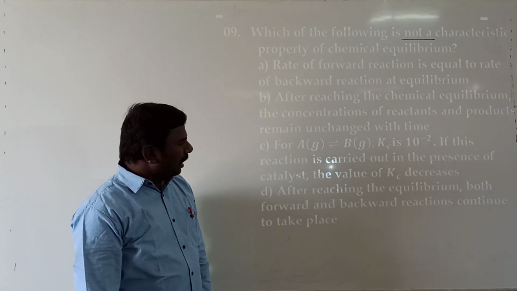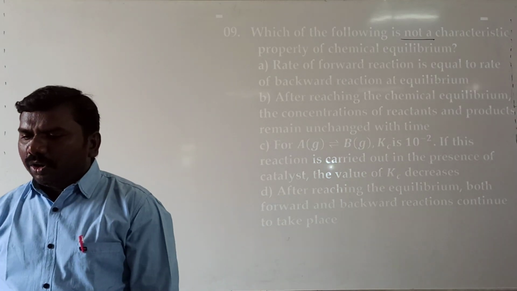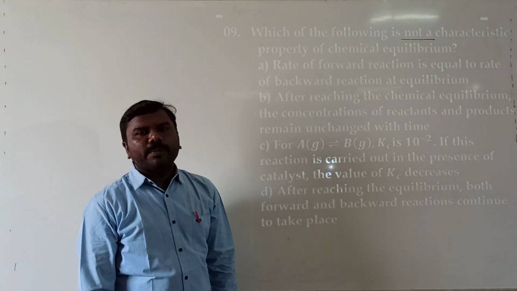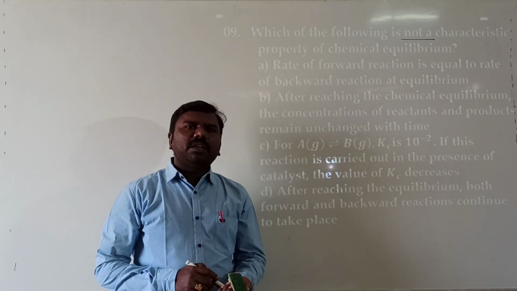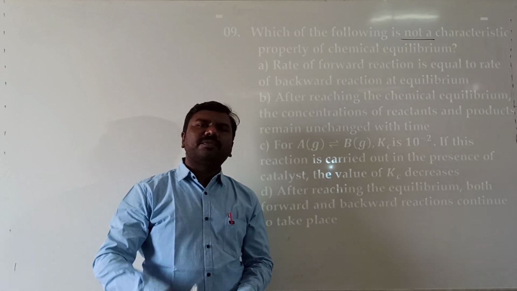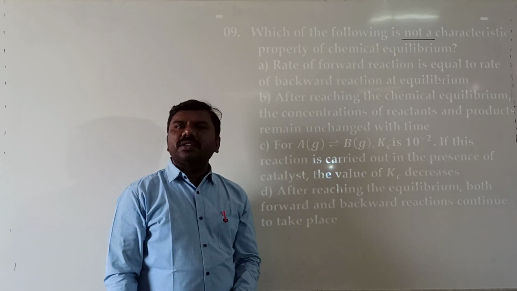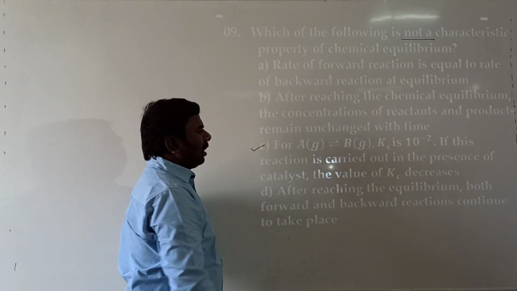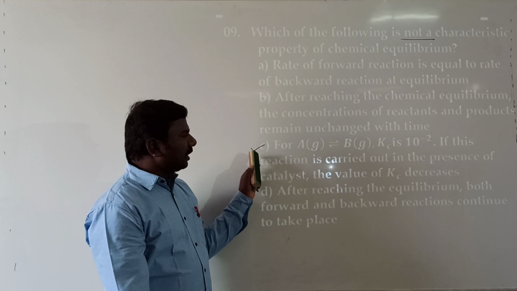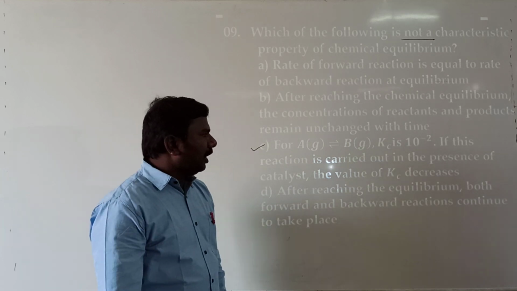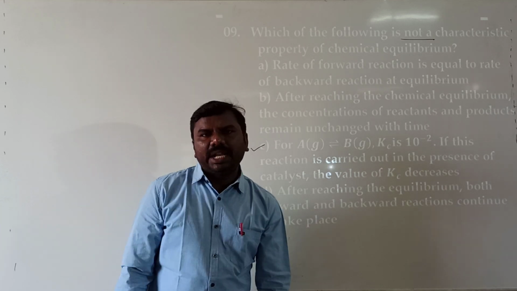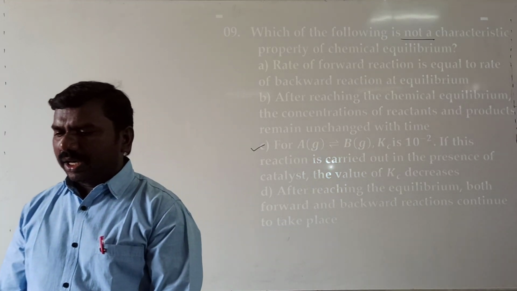So here, the value of Kc will not be changed by the presence or absence of a catalyst. It means the value of Kc is independent of the catalyst. A catalyst only helps to attain the equilibrium faster, but does not change the Kc value. So they are telling that the Kc value will be changed by the presence of a catalyst, but that is wrong. So this is the wrong statement. Last one, after reaching the equilibrium, both forward and backward reactions continue to take place. Yes, dynamic equilibrium we know already. Option C is correct. Next.